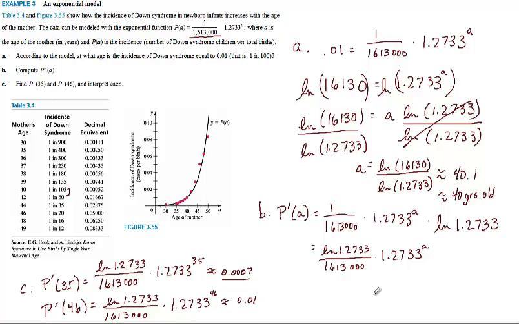And when you're talking about the derivative and they ask you to include the word rate, it's the rate of change of incidence with respect to, in this case, age. So it's the rate of change of the incidence number with respect to age. So be sure to include that word rate anytime you're asked to interpret.